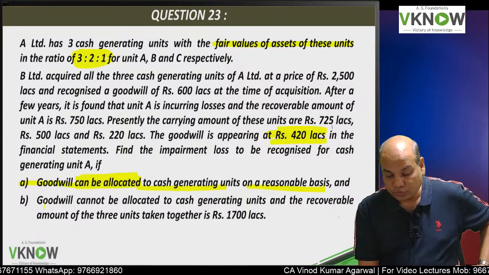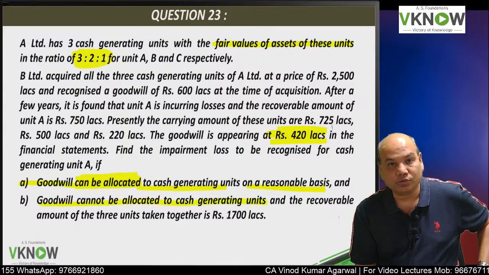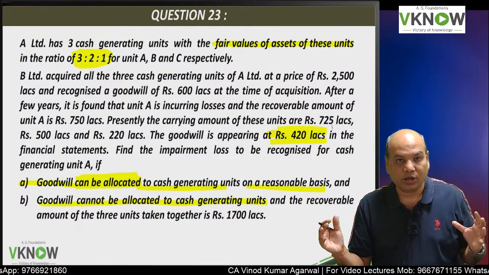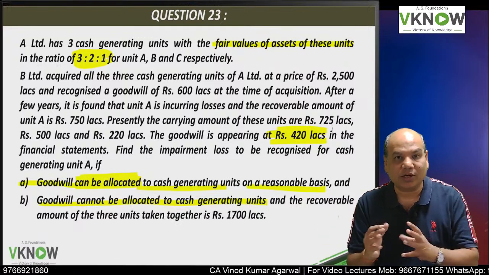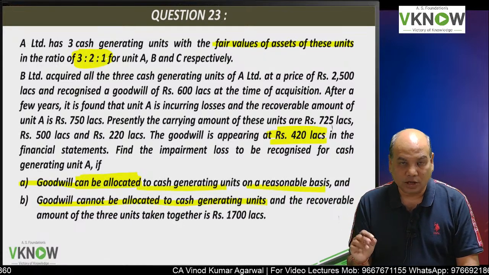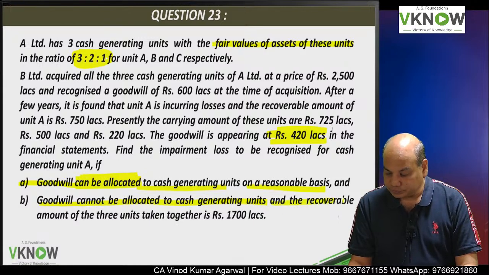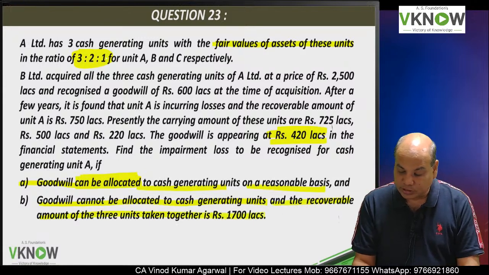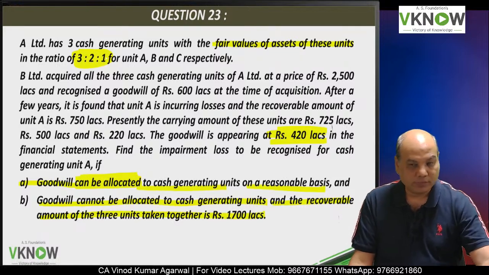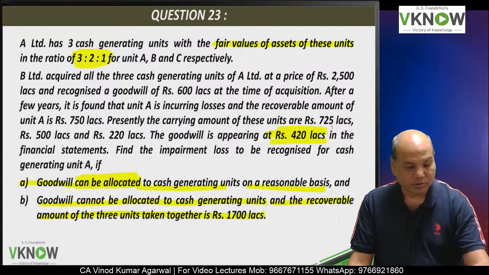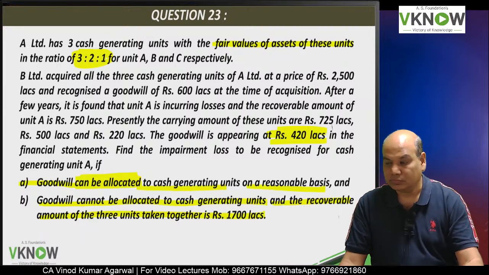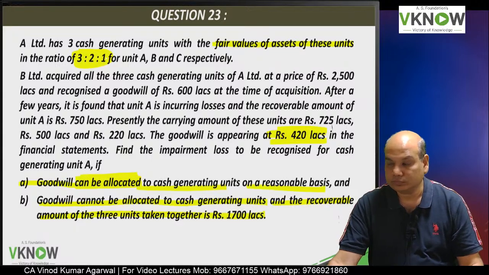Second question, goodwill cannot be allocated to CGU. Suppose goodwill cannot be allocated to CGU, then all the CGUs together will become a larger CGU and will be tested for impairment. And the recoverable amount of the three CGUs taken together is 1700 lakhs. So that's a very, very important question. So now we are going to solve it.